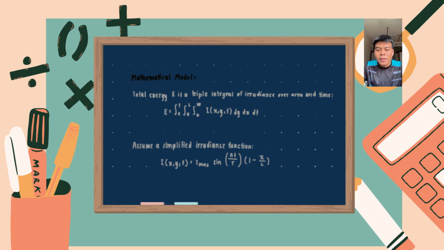The first key component is the solar irradiance model. Irradiance I(x,y,t) varies with position x, y and time t. We simplify it as I(x,y,t) equals I max sin(πt/T) times (1 minus x over L). Here I max is the peak irradiance, T is the daylight hours, and L is the panel length.